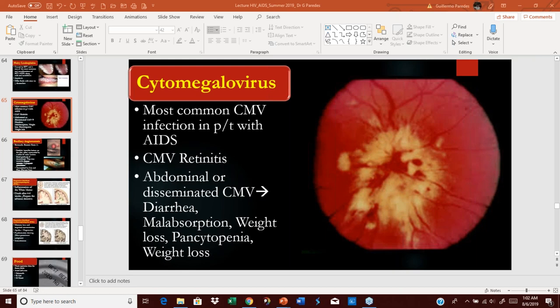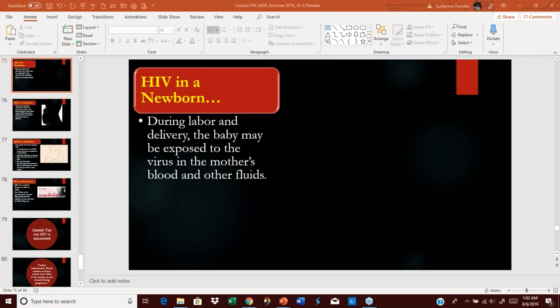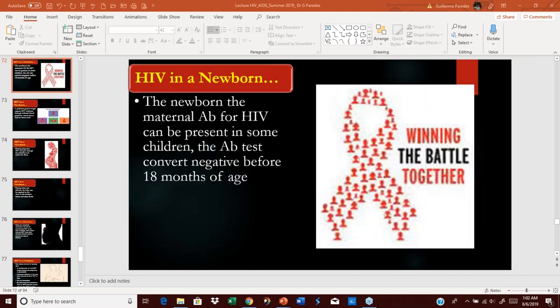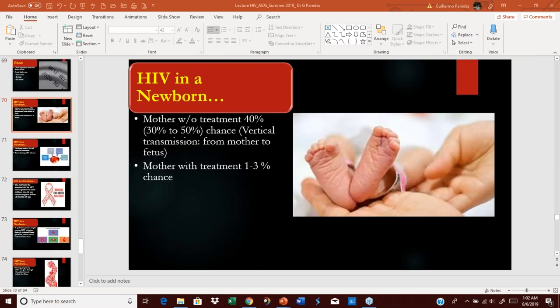All right, so just to finish this review, we are going to talk about HIV in the newborn. There are many mechanisms that can pass the HIV to the baby, and there's a big difference between a mother who is having treatment and a mother who has no treatment. Basically, the baby can get infected in 24% of the cases if the mother is not receiving any treatment. But the risk can decrease to between 1 and 3 or 4% if the mother receives treatment.